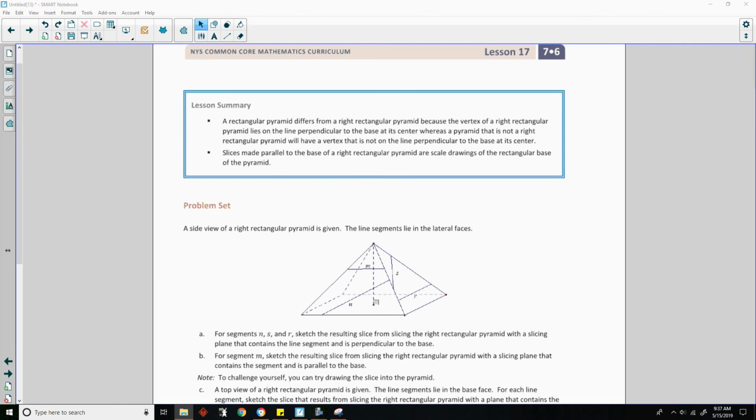Okay, page 7 brings us to the end of lesson 17. Review the lesson summary and go do your problem set.